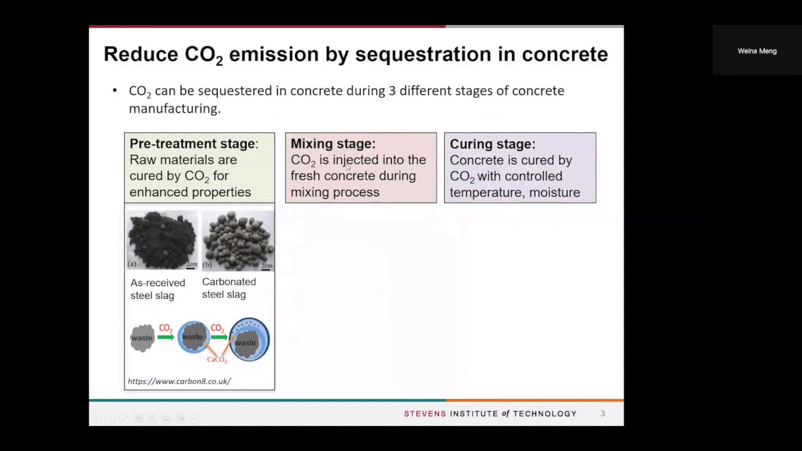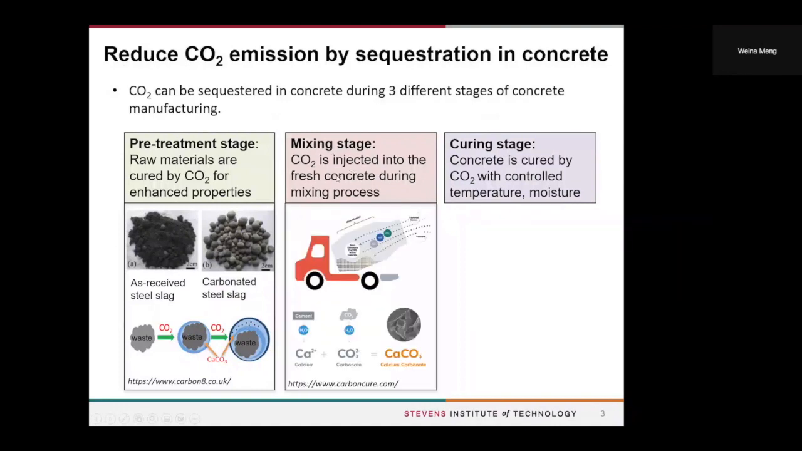And the second is during the mixing stage. What has been done is that liquid CO2 is injected into the fresh concrete during concrete mixing. What happens in the mixer is that the injected CO2 reacts with cement and water and forms nano-sized calcium carbonate particles. And that will significantly improve the mechanical properties of the concrete.